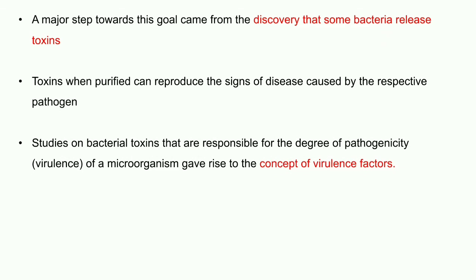So studies on bacterial toxins, which are responsible for the degree of pathogenicity of a microorganism, gave rise to the concept of virulence. Nowadays, toxins can be obtained in a pure form, and we have already characterized these toxins. Due to their characterization and study, we can relate their presence to the degree of pathogenicity or virulence of a microorganism. Due to this, we come up with the concept of virulence factors.